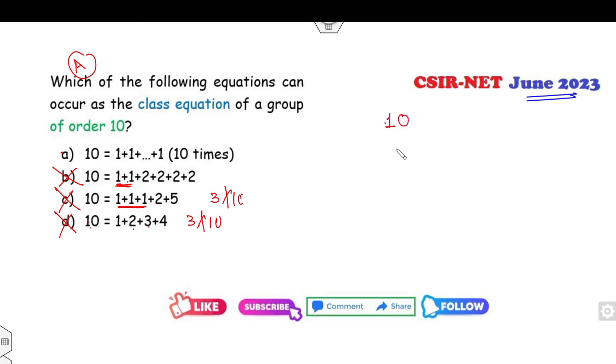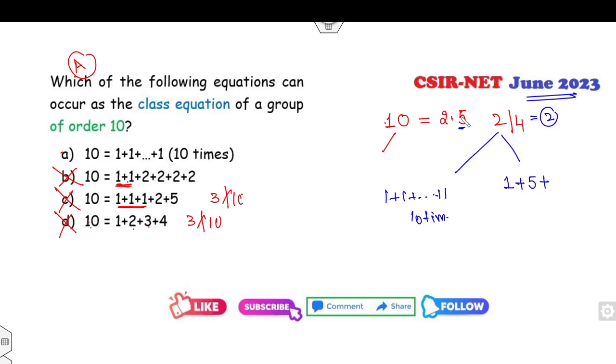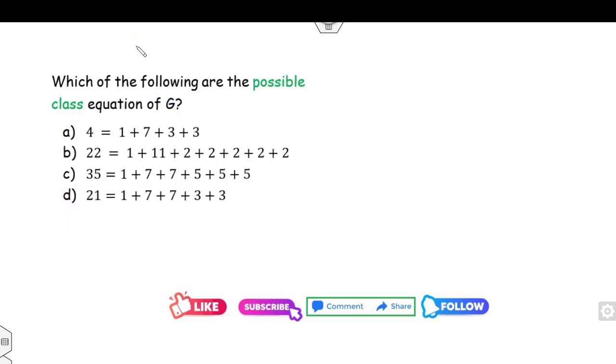Second method is you can write the factors of 10, 2 into 5, and 2 divides 4. That means you have two options: either 1 written 10 times, and another way is 1 written how many times? 5 is 1 times, and the quotient is my 2, you have written 2 as 2 times. So you can see 1 plus 5 plus 2 2, but they are not given. So the answer is A, my only correct answer.